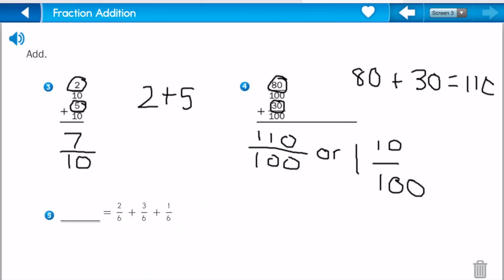Okay, let's try our very last one. Like I said, I'm going to leave my answer exactly the same. So we're going to keep a 6 on the bottom. Now let's add the top. 2 plus 3 equals 5, plus 1 more equals 6. So one way I could write it would be 6 over 6, or a better answer would be 1 for 1 whole, just like we learned today.